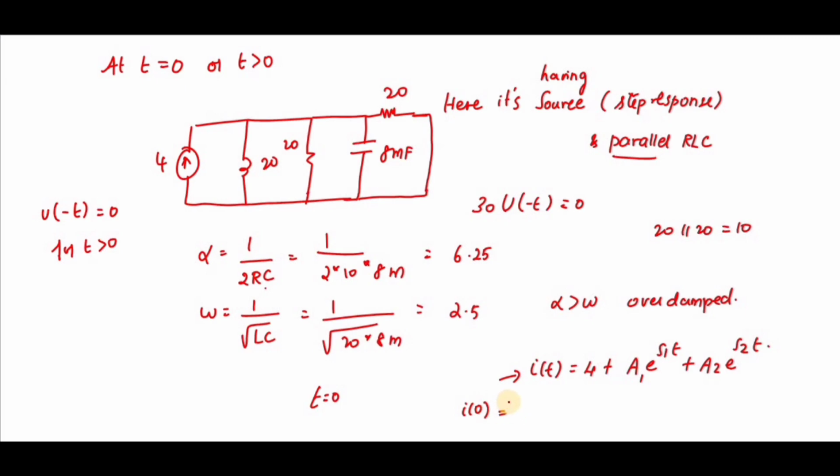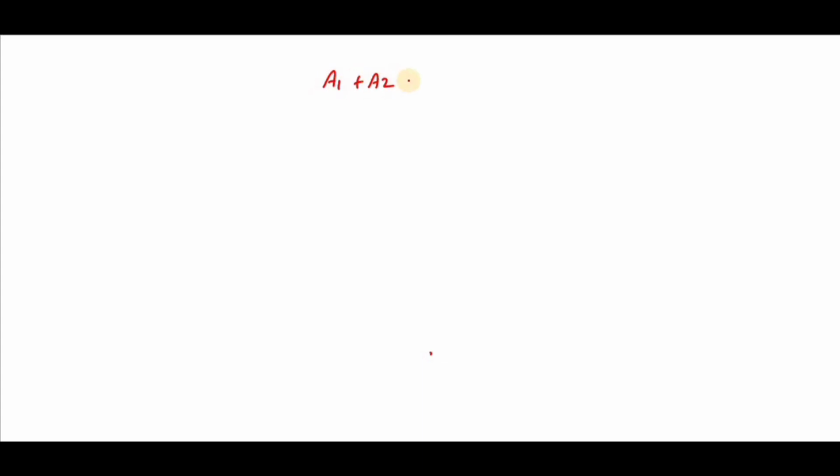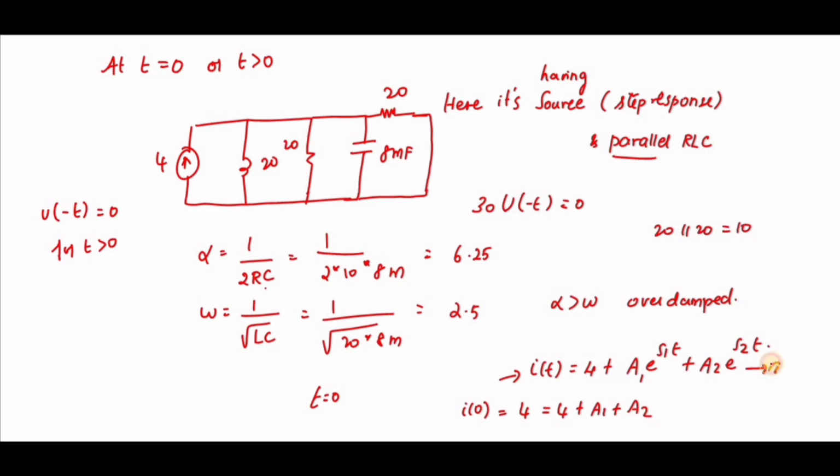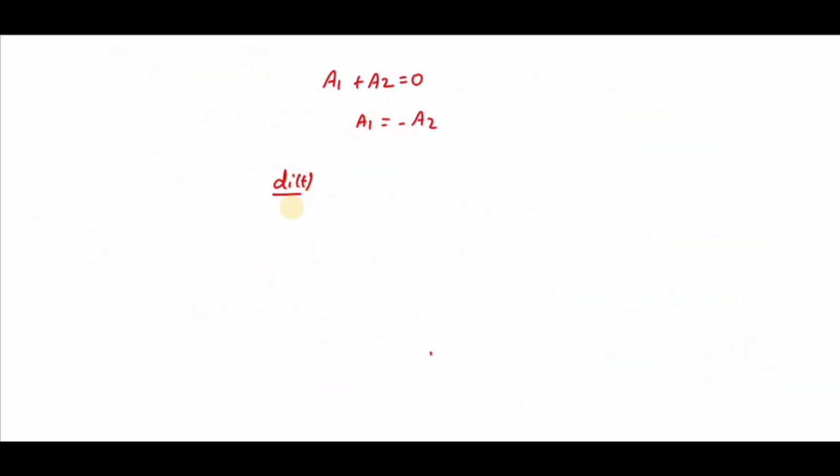So at t equal to 0, I of 0 value is 4, so 4 is equal to 4 plus, e power 0 is 1 and e power 0 is also 1, so you will get A1 plus A2 is equal to 0. Okay, so from this I can write A1 is equal to minus A2. Next, you have to differentiate this dI of t with respect to time. So you will get 0 plus s1 A1 e power s1 t plus s2 A2 e power s2 t.